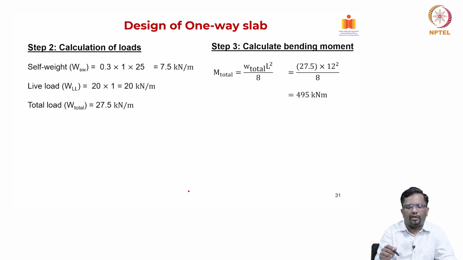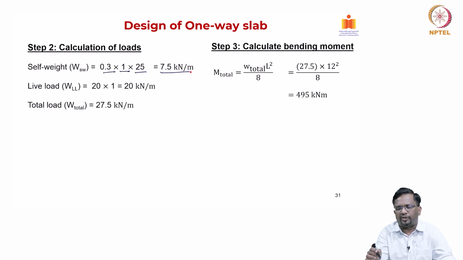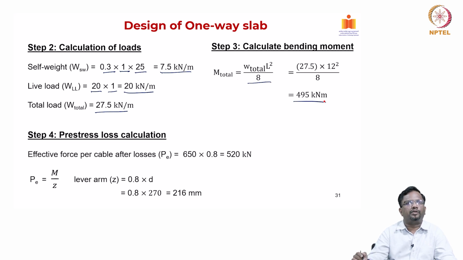Now that I have assumed the thickness of the slab, for 1 meter multiplied by thickness and multiplied by the unit weight, I get a dead load of 7.5 kilonewton per meter, and live load is given as 20 kilonewton per meter for 1 meter width, so the total load is 27.5 kilonewton per meter. You can see for this PT slab, because thickness is only 300 for a 12 meter span, the dead load requirement is lesser. These are simply supported, so the total load moment is WL square by 8, and I get a moment of 495 kilonewton meter.